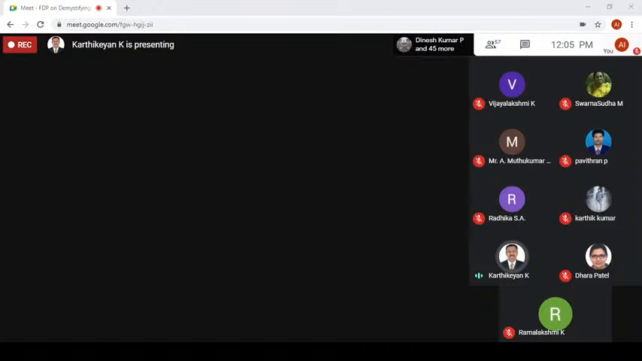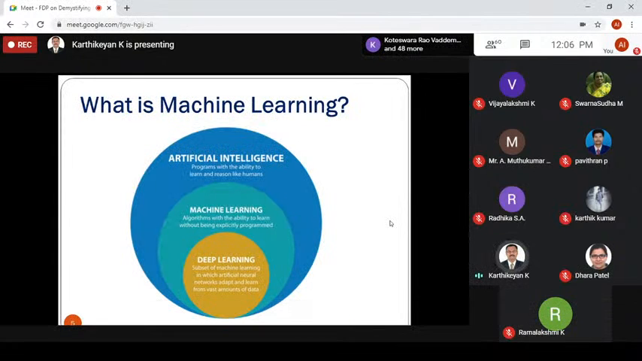Adapt and learn from vast amounts of data. Basically, a neural network is one type of machine learning. Machine learning is not only confined to neural networks; there are so many algorithms available. Deep learning is an artificial neural network which will adapt and learn from vast amounts of data.